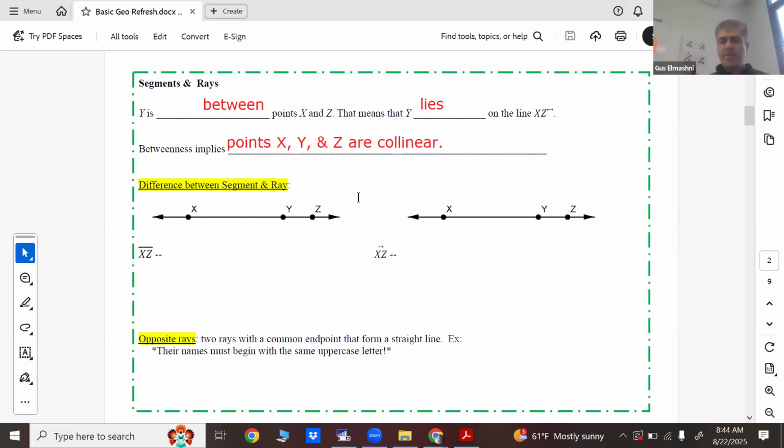Okay, Patrick, can you read that statement, please? Y between points X and Z, that means that Y line from a line XZ between this implies points X, Y, and Z are collinear.